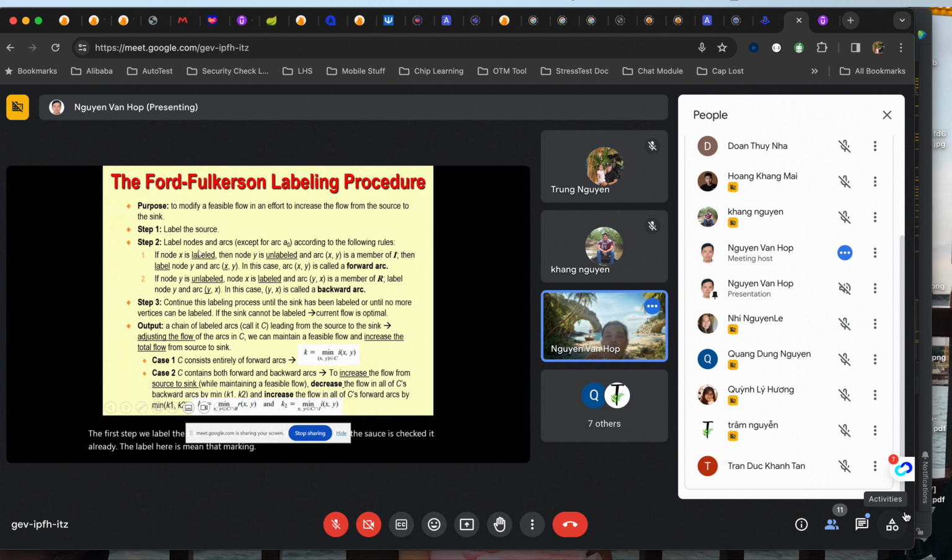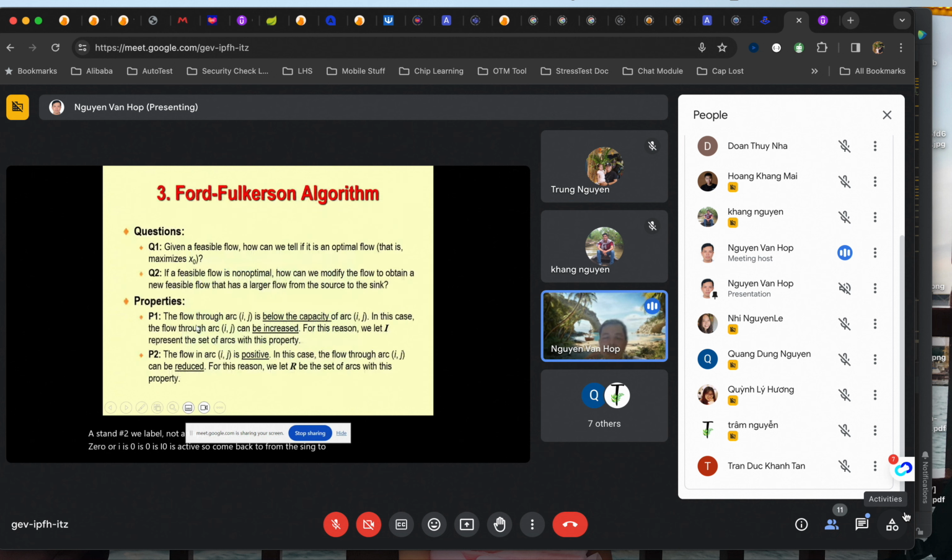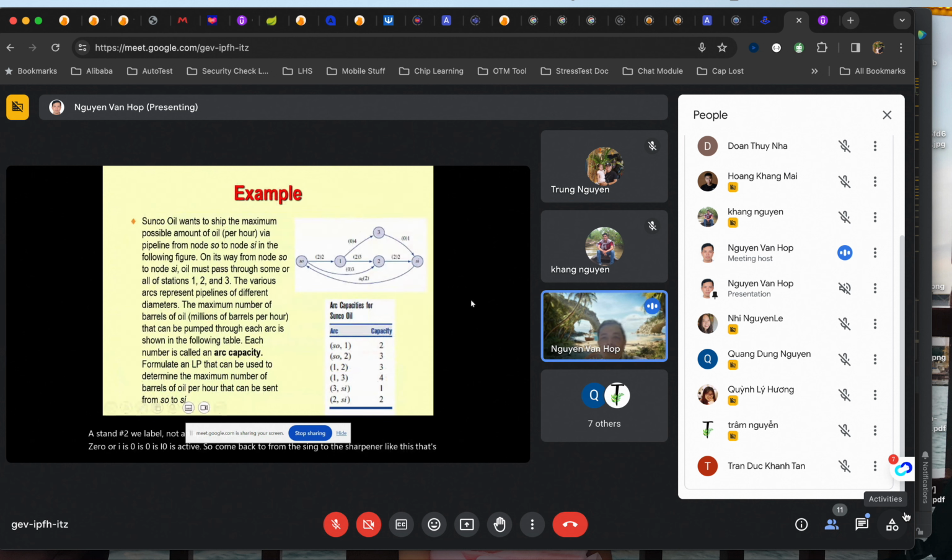Step number 2, we label nodes and arcs except the arc X0, or A0. The arc A0 is an artificial arc, coming back from the sink to the source node like this. That is the A0 arc.